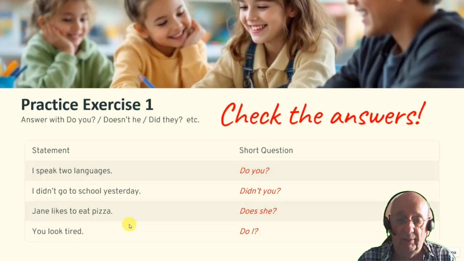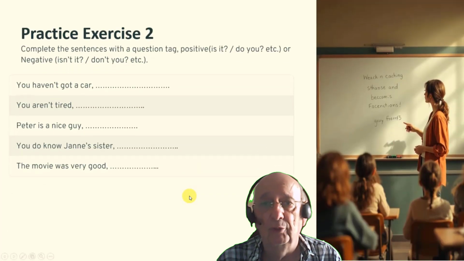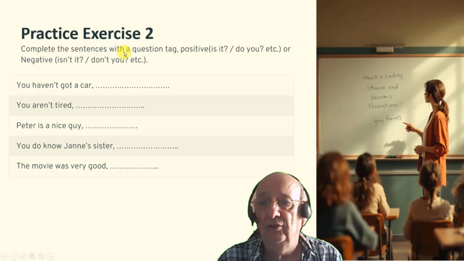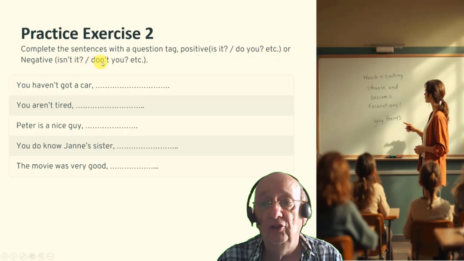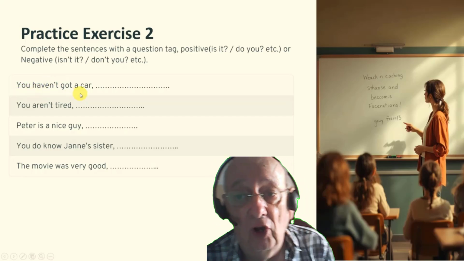Right, guys, with that said, let's move on to the second exercise. Okay, guys, let's move on to practice number 2. Complete the sentences with a question tag. Positive: is it, do you, etc. Or if it's negative: isn't it, don't you. Righto. "You haven't got a car."